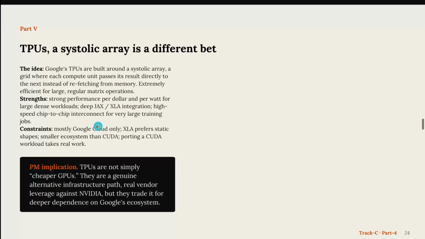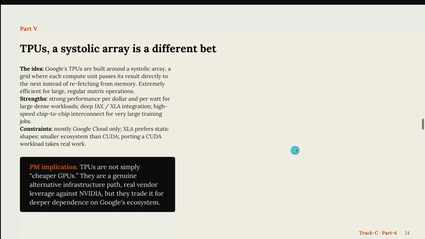It's faster, with higher performance even compared to GPUs, and it has a smaller ecosystem than CUDA, because CUDA is supported by a lot of open source developers as well, and it really does the job. So if you are considering the best alternative for GPU, it's purely TPU. They provide the best alternative infrastructure path as well. The only challenge is the deeper dependence on Google's ecosystem.